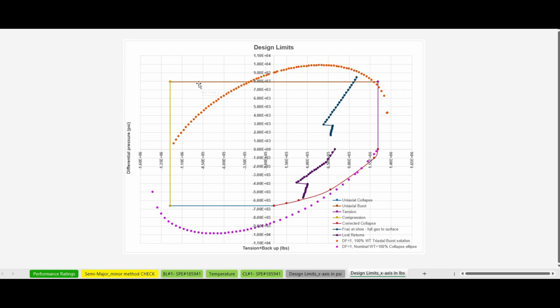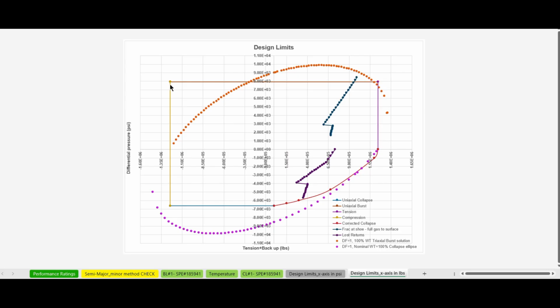So again, same as the other plot, you have the uniaxial limit, burst limit. So here I used 87.5%. So include that, that's considering the API tolerance. If I would use the 100%, it would have come to 9060, almost the same point where the triaxial ellipse crosses the y-axis.